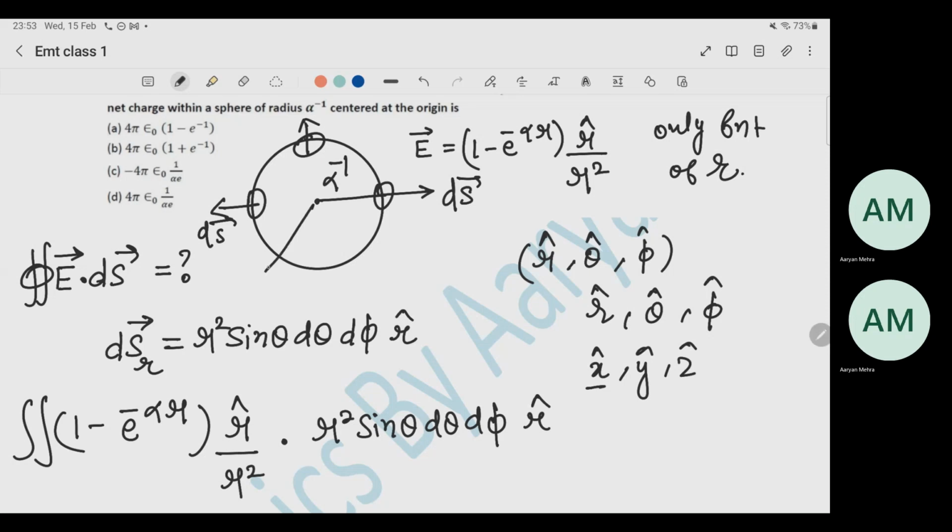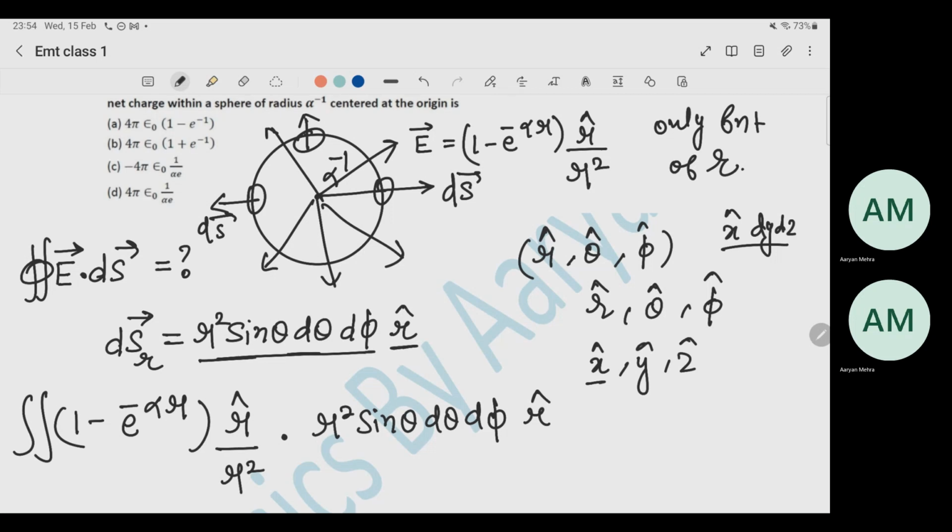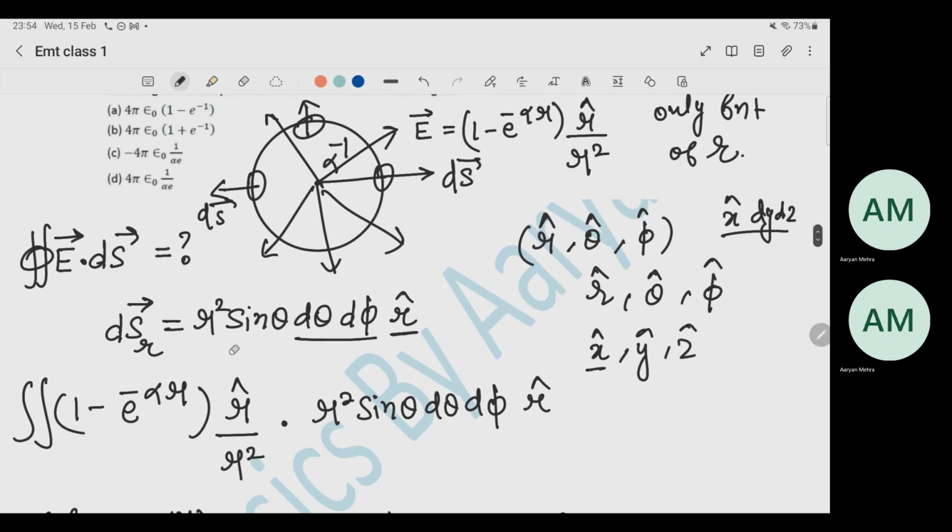So r cap, always remember, is like this, perpendicularly penetrating the spherical surface, right? So in spherical coordinates, dS along r cap is written as r squared sine theta d theta d phi, because now r is fixed, and what is changing is d theta d phi. This is what we saw: when our dS vector is along x cap, what was changing? dy dz. So here it is along r cap, so what will change? d theta d phi. And it is written as r squared sine theta.